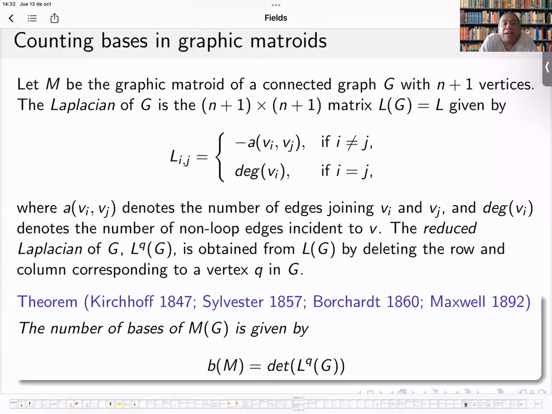And then the reduced Laplacian: once you fix a vertex Q that is going to be special in the graph, let's say the n plus one vertex, you delete the row and column corresponding to that vertex, and you get a smaller matrix that is the reduced Laplacian. And it's a result probably independently proved by Kirchhoff, Sylvester, Borchardt, and Maxwell, that the number of bases of this graphic matroid is given by the determinant of the reduced Laplacian.